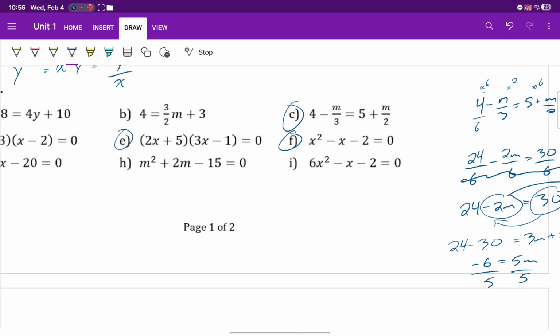For E, this is in factored form. When you're solving quadratic or something in factored form, and it's already set equal to 0, basically what you're doing there is you're just saying, well, when does each bracket equal 0? So in this case, you're just going to go, when is 2x plus 5 equal to 0? And when is 3x minus 1 equal to 0? Again, I can isolate for that x, bring the 5 over, and then divide by 2. So we get x equals negative 5 over 2.